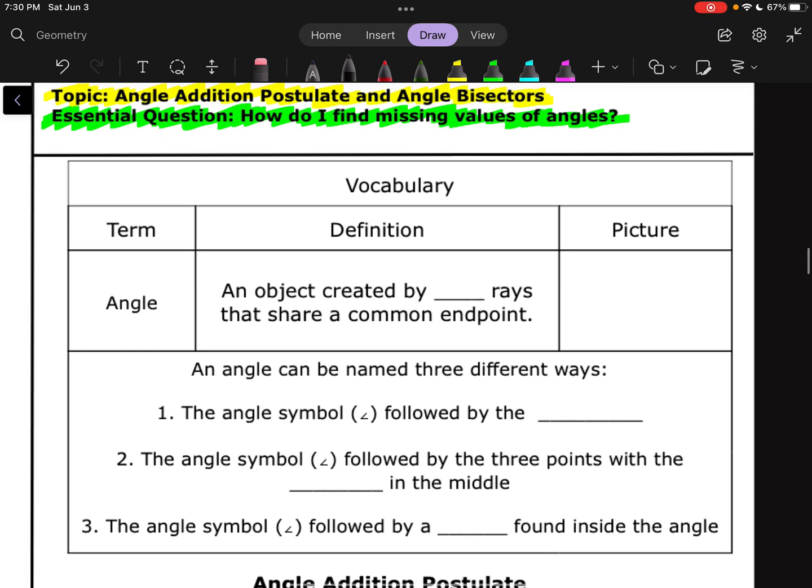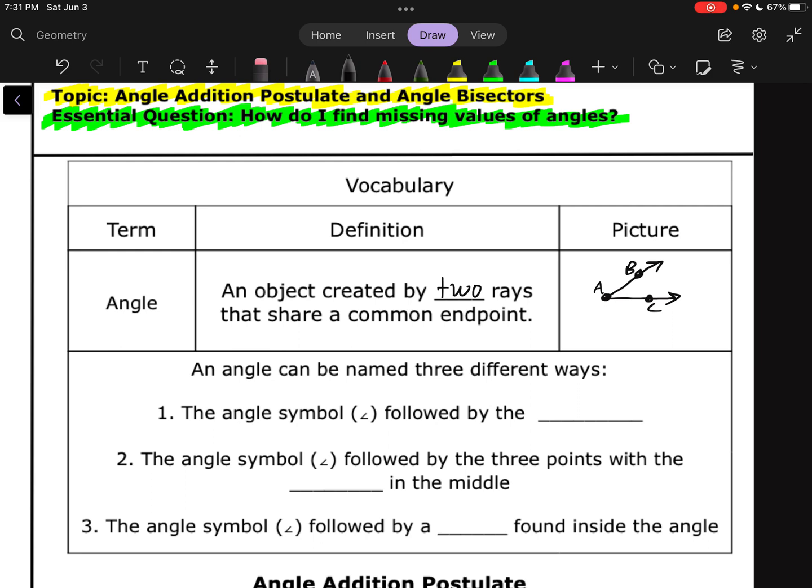The main thing we have to know is what on earth an angle is. An angle is an object created by two rays that share a common endpoint. So, picture time. We've got this ray. Let's call that ray AB. And then we have another ray that shares the same endpoint, A, going this way. So we'll say that ray is AC.